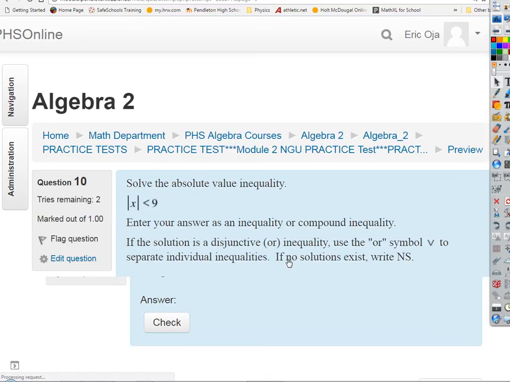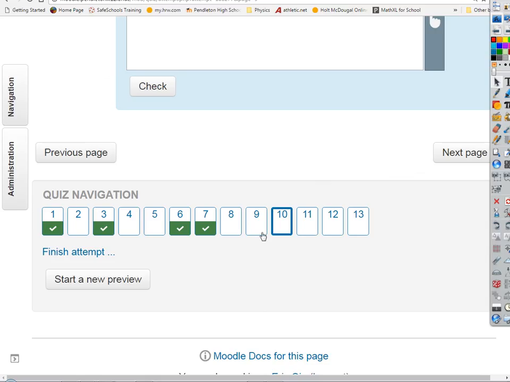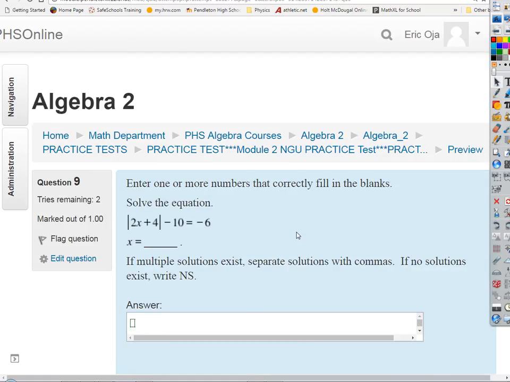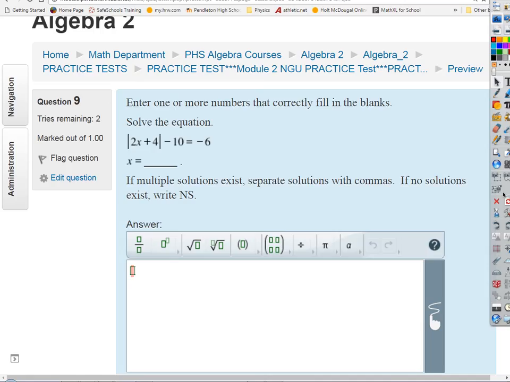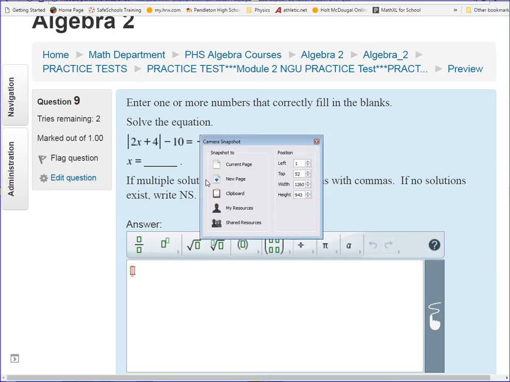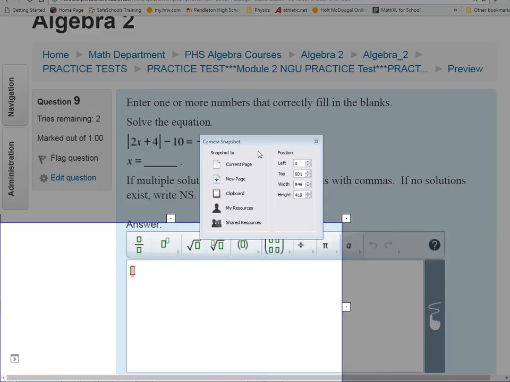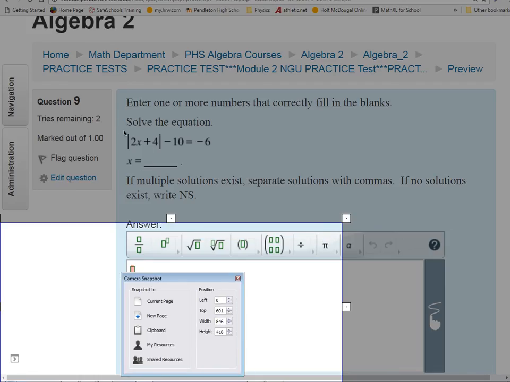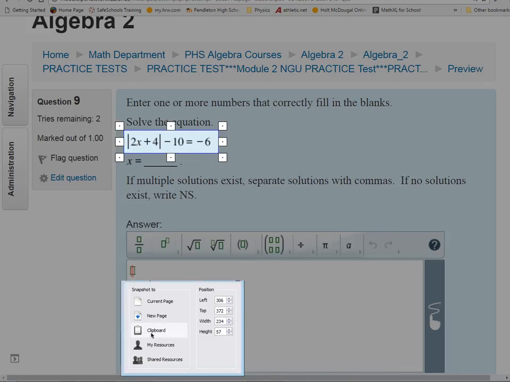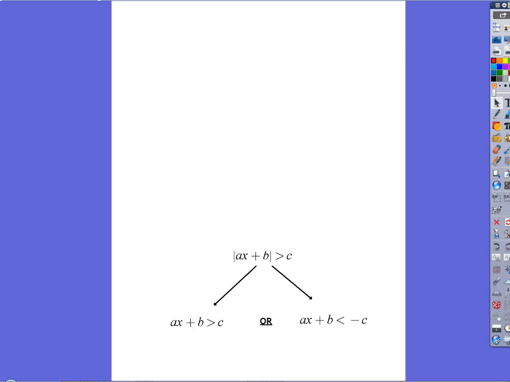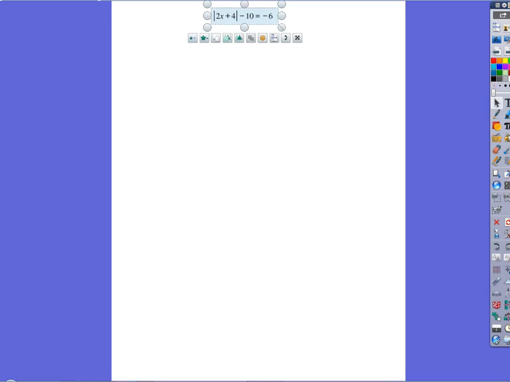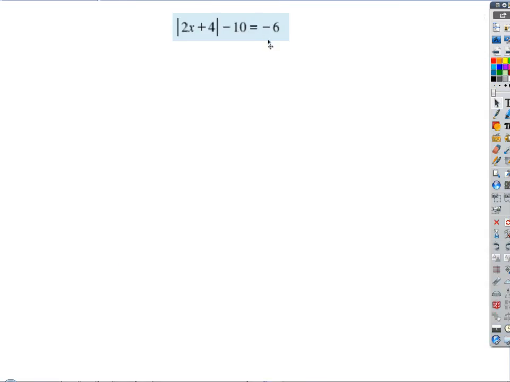Okay, let's try a harder one. So how about that one? Let's look at that guy. I've got some stuff to do here, don't I? Okay, so is that absolute value isolated? No, it is not.